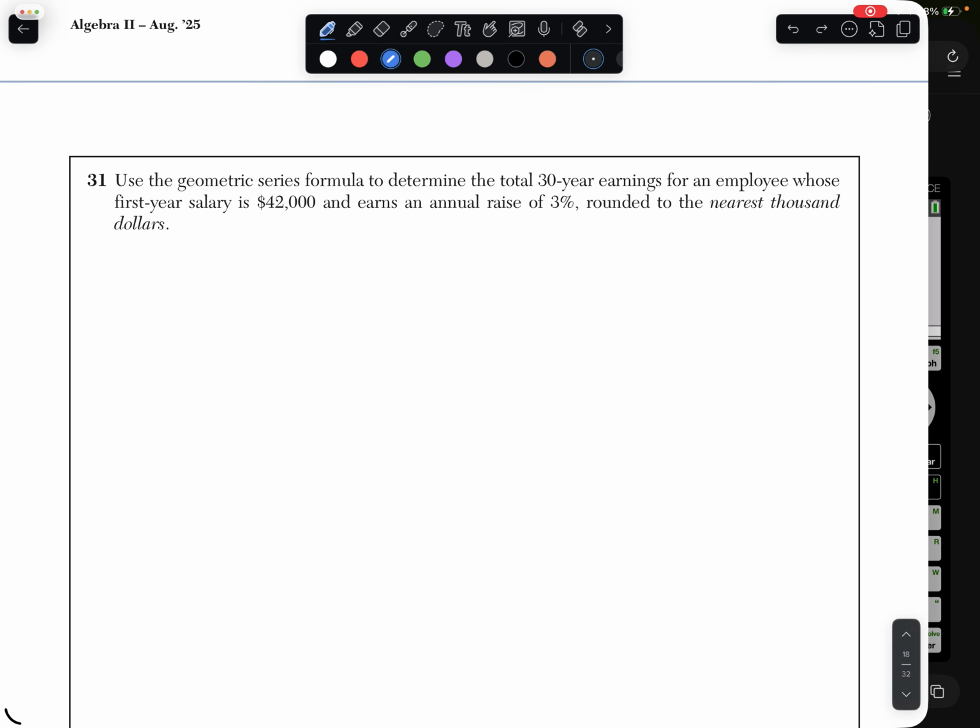Okay, use the geometric series formula to determine the 30 years earnings for an employee whose first year salary is $42,000 and earns an annual raise of 3%, rounded to the nearest $1,000. Okay, so we have the initial value, I'm going to put a sub 1. That's their starting salary, which is $42,000.